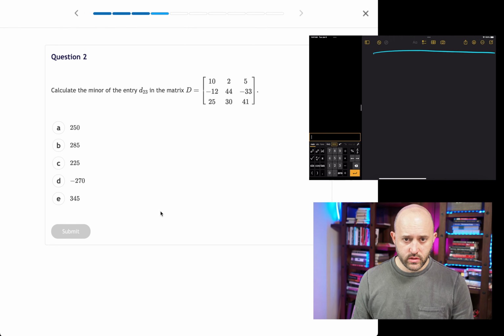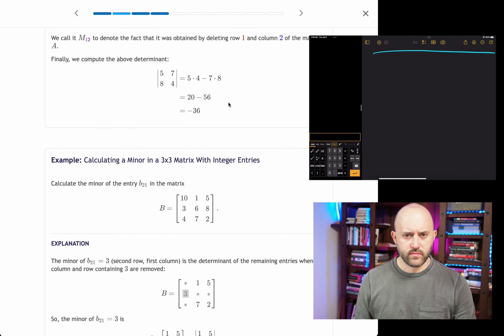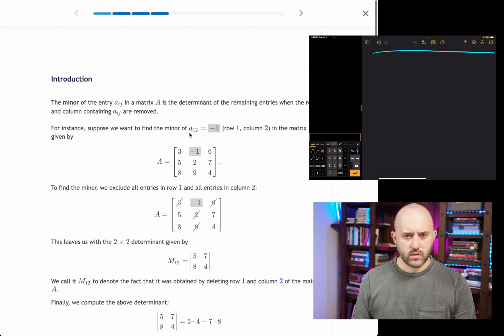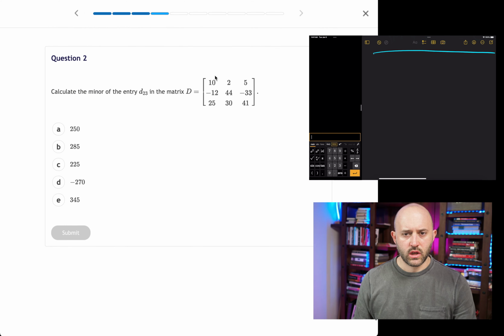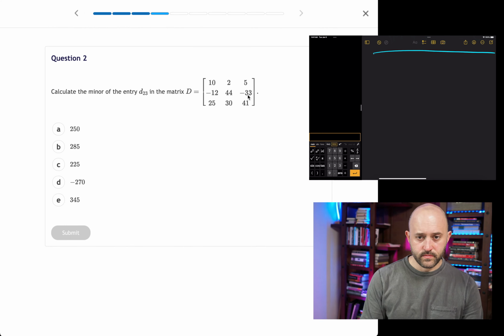Minor of the entry D23. Okay, just make sure I'm counting this right. 23 would be, so this would be 1, 2, row first, row 2, row 1, column 2. Okay, so 2, 3 would be row 2, 3, so 33.